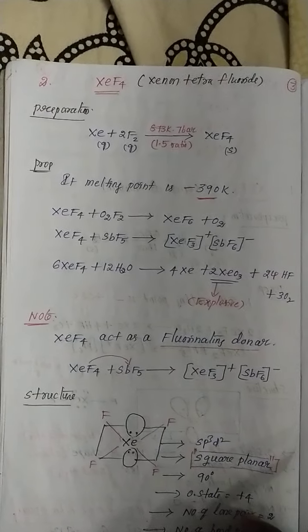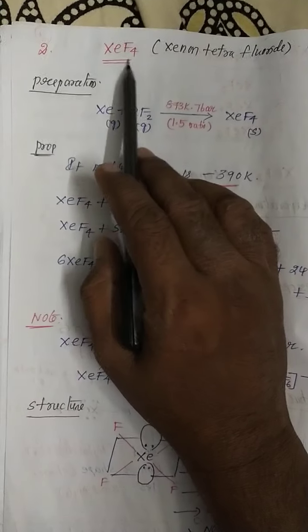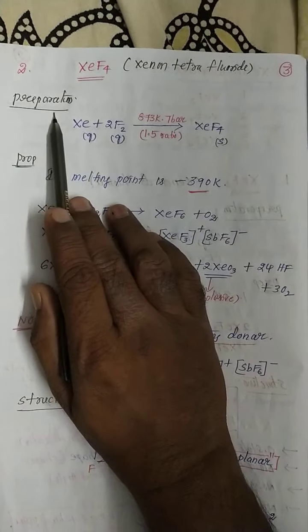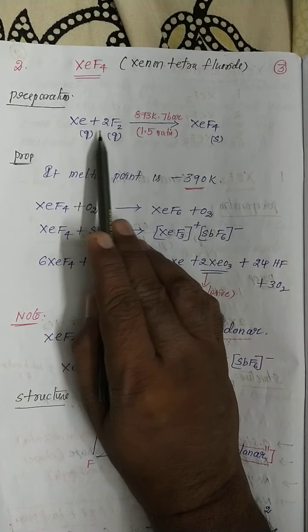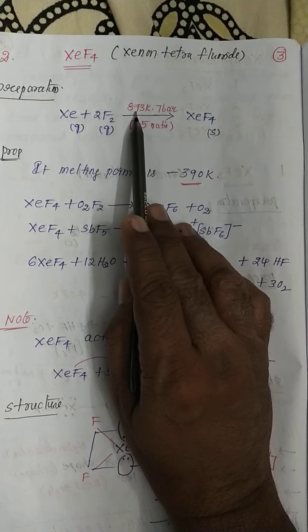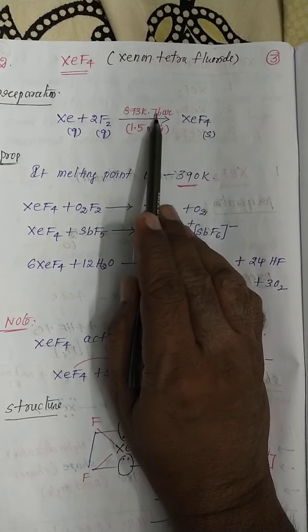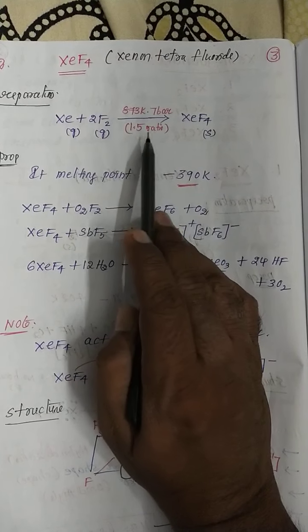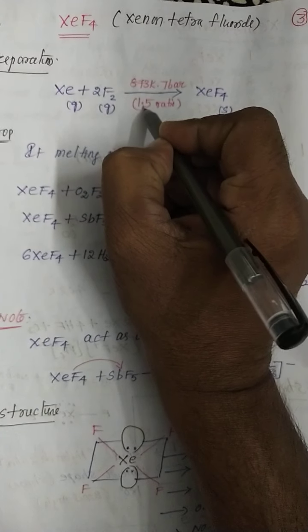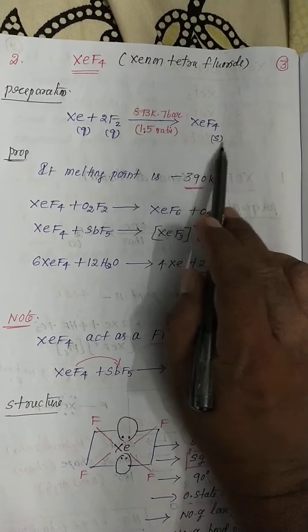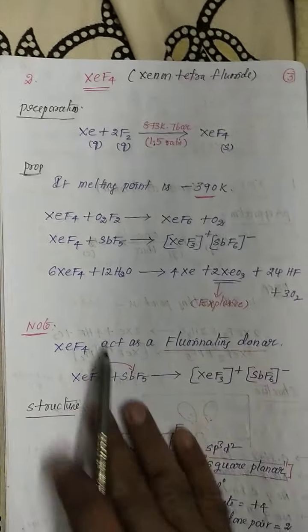The next xenon fluoride compound is xenon tetrafluoride. See here, the preparation of xenon tetrafluoride. Xenon and fluorine directly combine at the optimum condition of 873 kelvins and 7 bar pressure. The ratio is 1 to 5, xenon and fluorine. Then a solid substance, xenon tetrafluoride, is formed.